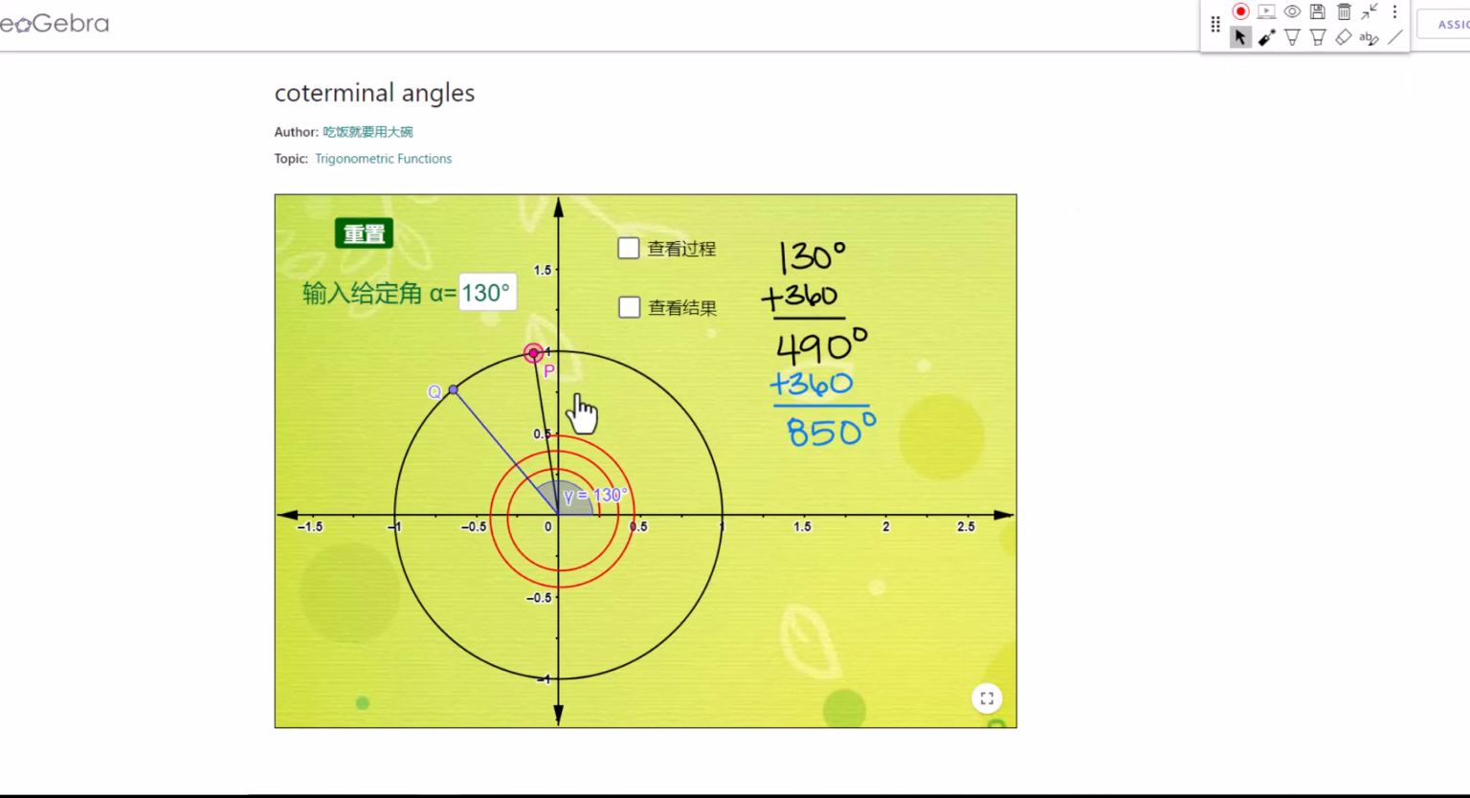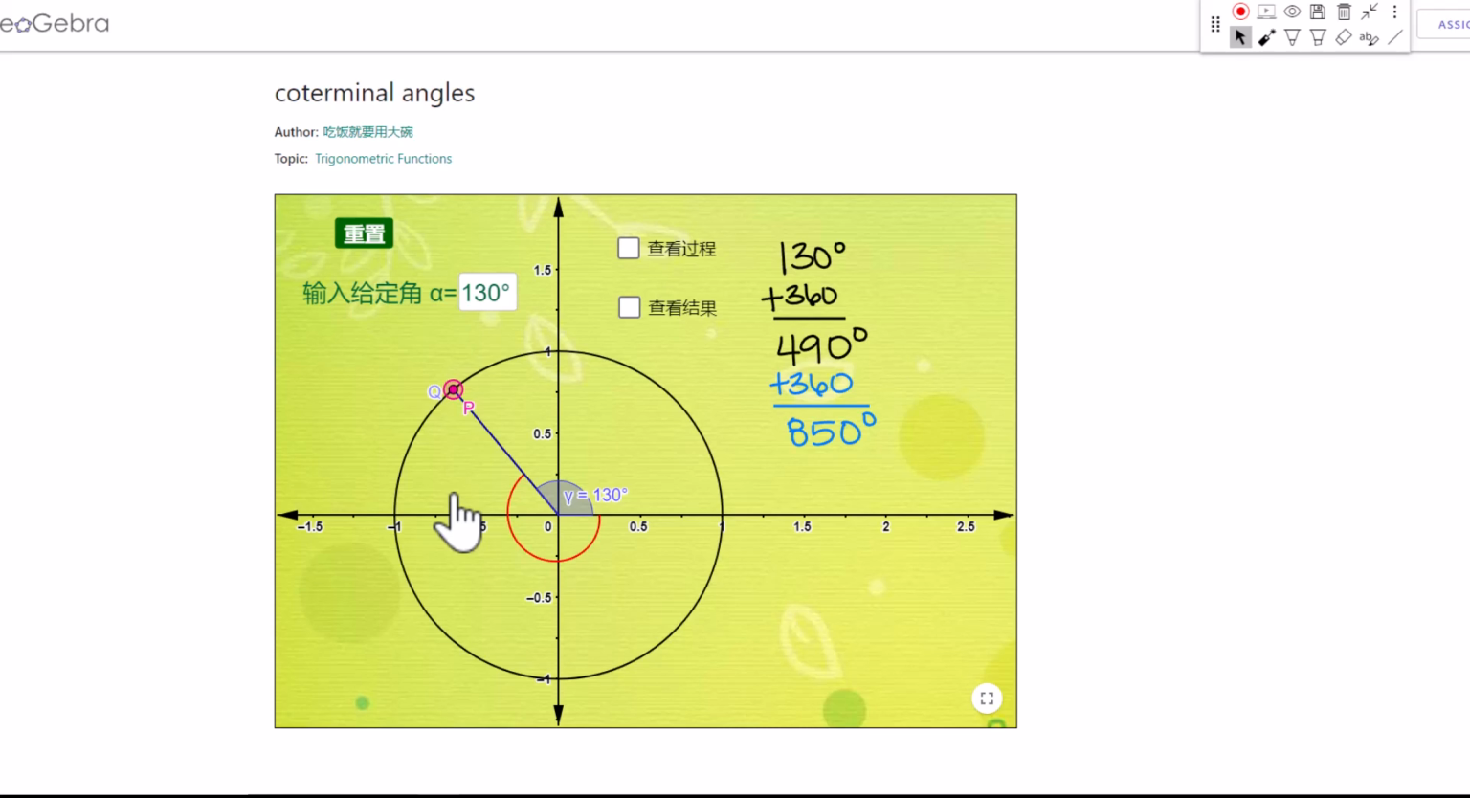Now, let's go back and start at 130. So I'm right here. Do I have to add 360 every time to create a coterminal angle? Well, no. Remember, if I go clockwise, then these are negative angles. So what if I went backwards 360 degrees? Would that give me a coterminal angle? And that answer is yes.